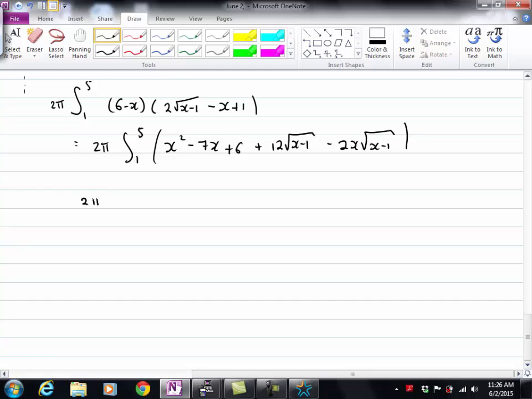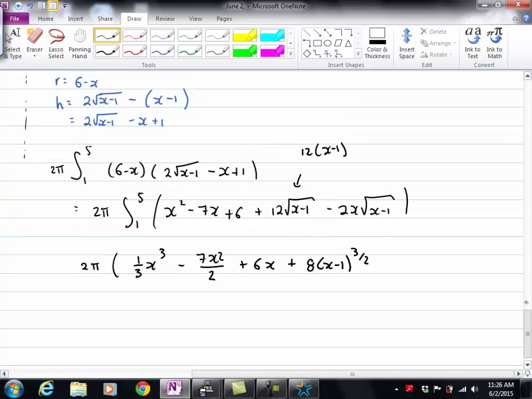So watch. And this is where it gets tricky. 2 pi. This becomes 1/3 x cubed. Everyone should be able to follow how I got that. Minus 7x squared over 2. Plus 6x. Now here's the tricky part. Plus 8 times x minus 1 to the 3 over 2. So what I did here was I rewrote this as 12 times x minus 1 to the power of 1/2. That's what I did. If you take the integral of that, that's where I got 8 from.